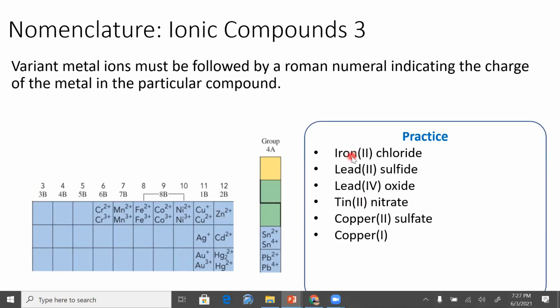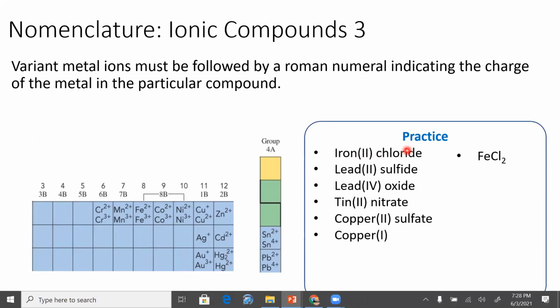So as an example, if we have iron 2 chloride, this is actually almost easier when they're not variant metals, because this tells us the charge. Iron is Fe, and the charge on the iron is a +2, it tells us right here, because iron can be 2 or 3. It has to tell us which one it is. And chloride's a -1. Once we figure that out, we just crisscross and write the formulas. So iron 2 chloride is FeCl2.